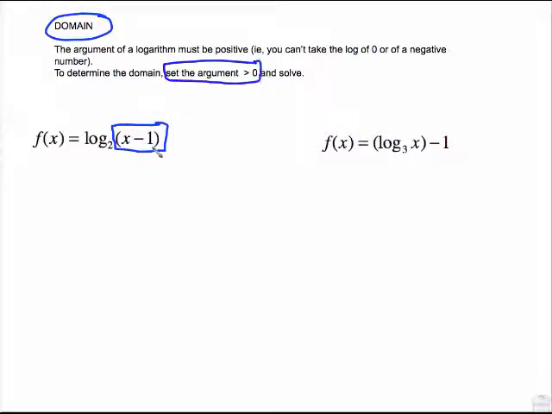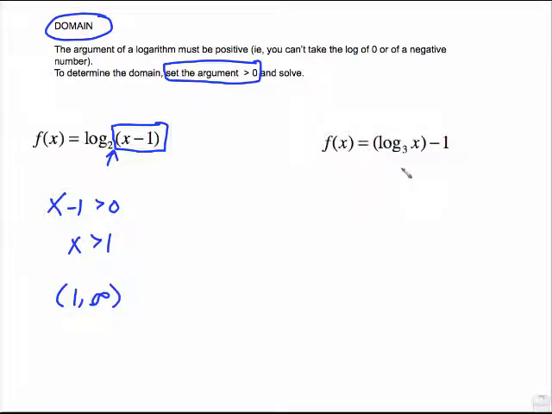Now in college algebra we did easy ones like this, x minus 1 greater than 0. No matter what the base is, whether it's log base 2, log base 10, or natural log, all we have to do is set the argument greater than 0 and solve. So this is simple to solve. Add 1 to both sides. We have x greater than 1, and our interval notation for that is 1, infinity.